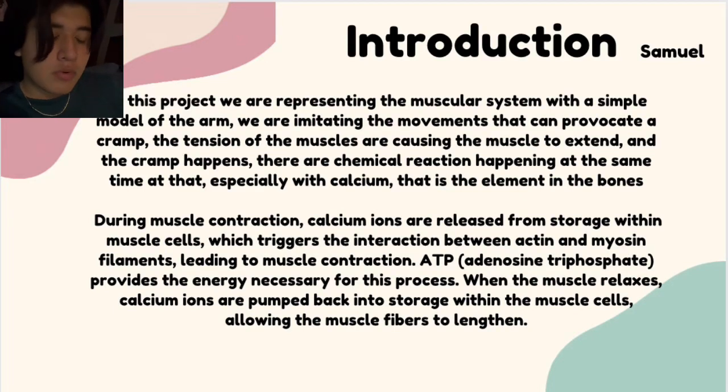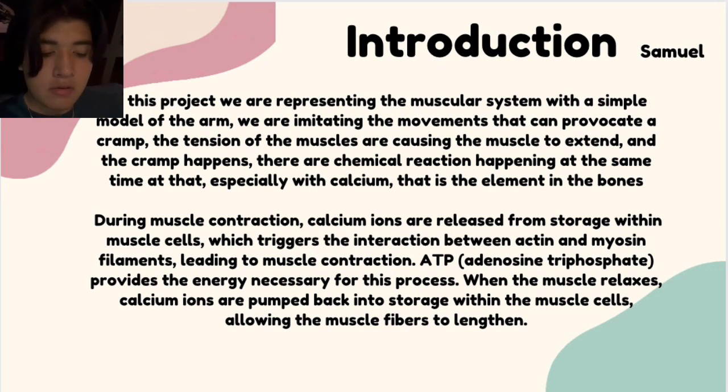Introduction. In this project, we are representing the muscular system with a simple model of the arm. We are imitating the movements that can provoke a cramp. Tension in the muscles causes the muscle to extend and the cramp happens.